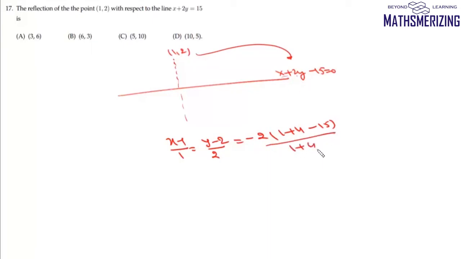So it'll be 1 plus 4. So we'll get this as x minus 1, y minus 2 upon 2. Now here it will be minus 15 plus 5, minus 10, minus 2 times that, 20 upon 5. So it will be simply 4. So value of x is 5 and value of y is 10. So reflection of this point about this line will be 5, 10, and that's your option number C.